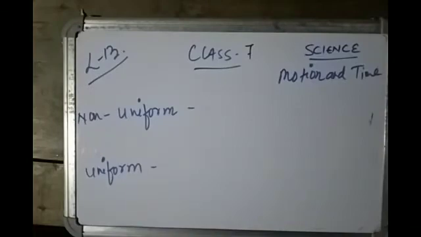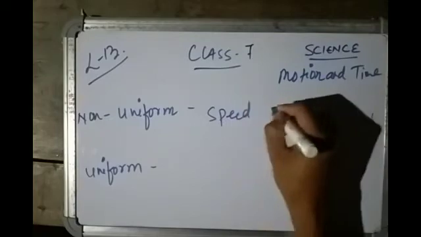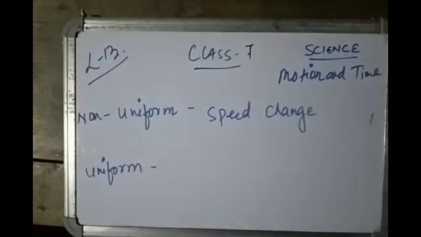So what is non-uniform motion? If the speed of an object moving along a straight line keeps changing, its motion is said to be non-uniform. For example, when we say that a car is traveling at a speed of 50 kilometer per hour, it doesn't mean that it is always at a constant speed. 50 is the average. So the speed changes, and this is non-uniform motion.